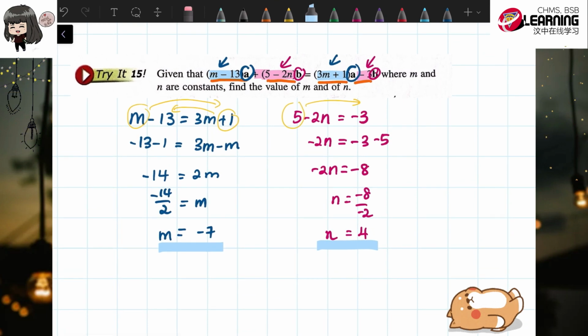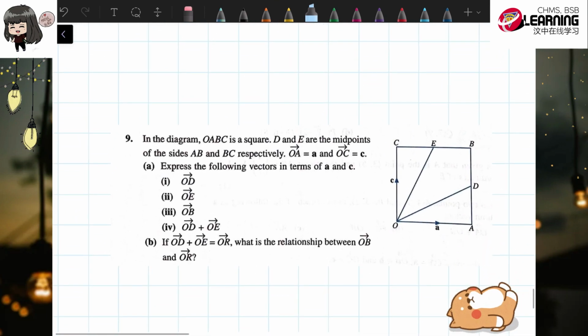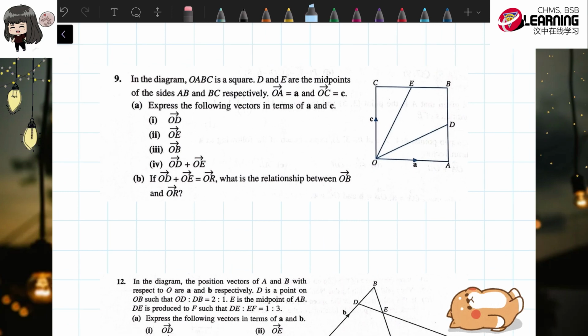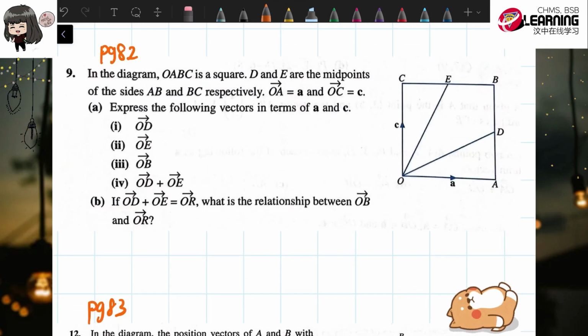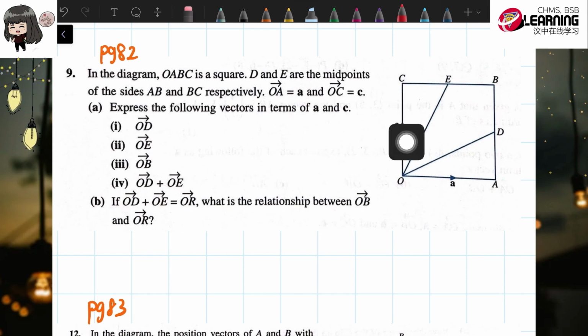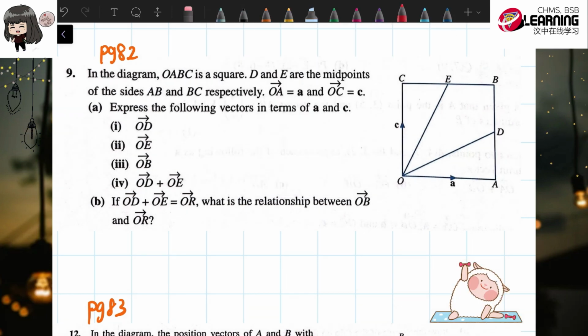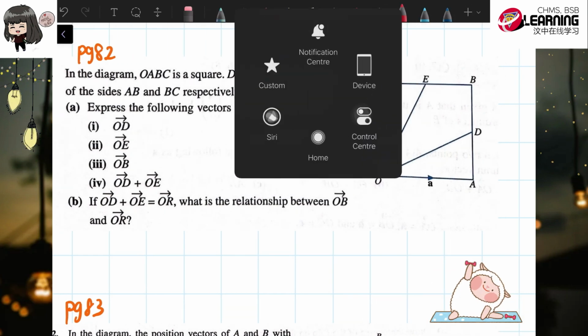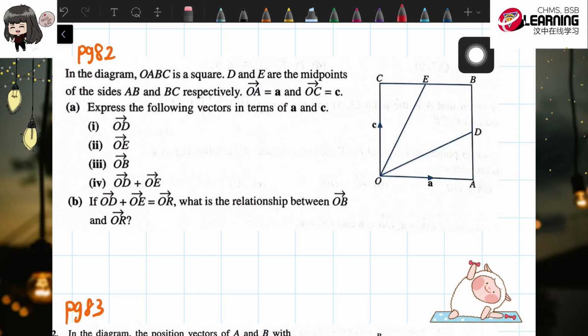Right, we have done our Try 15. So now let's look at the exercise. This is Exercise 8.3, question number 9, page 82. This one I think you can do on your own. OABC is a square. You must know that if this is C, this is also C. So A to B is C. A goes to B is C.